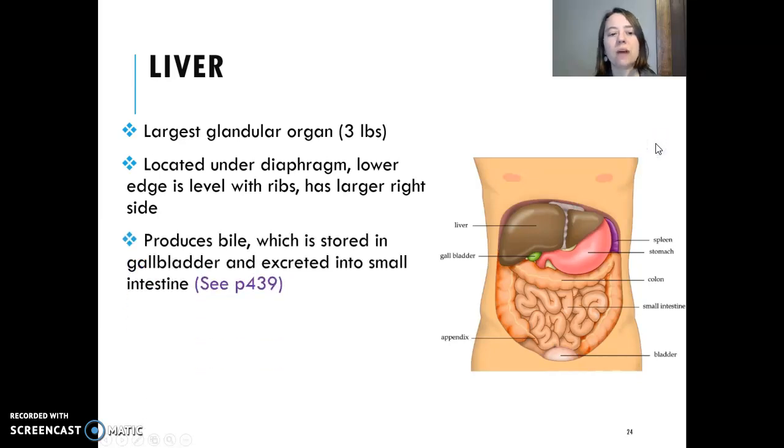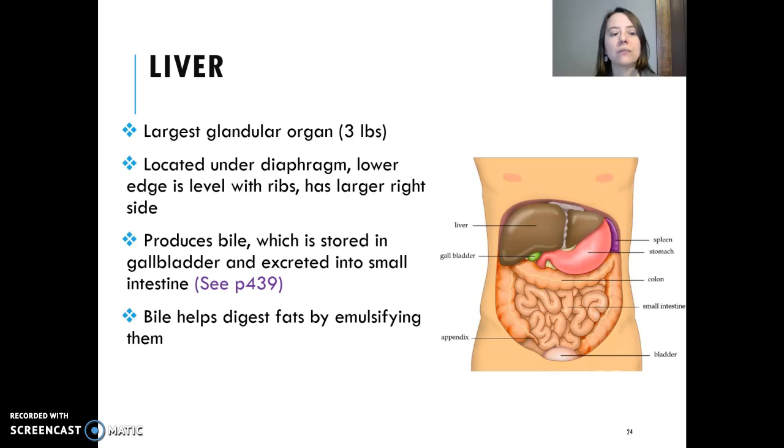So it produces bile. One of its many functions is to produce bile, and then it sends the bile into the gallbladder to be stored until the bile is secreted into the small intestine. And there's a nice picture on page 439.